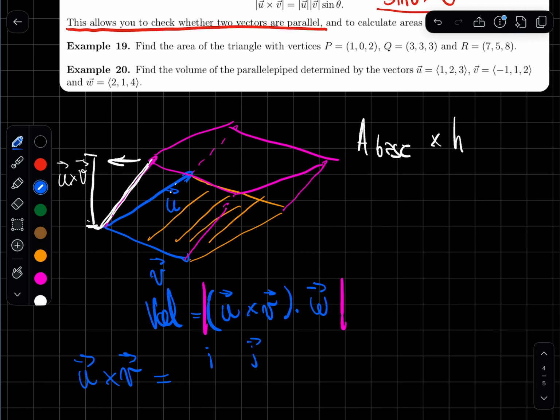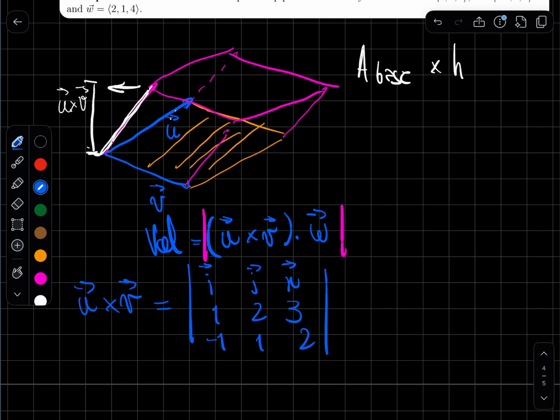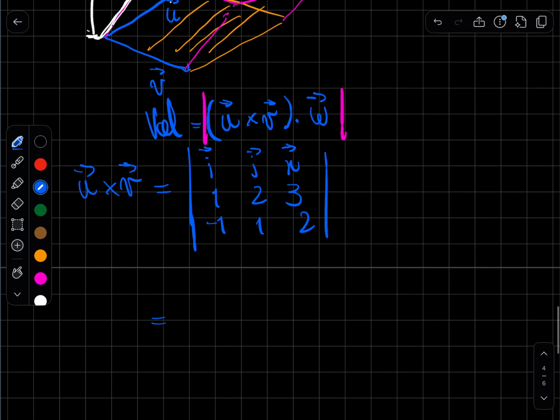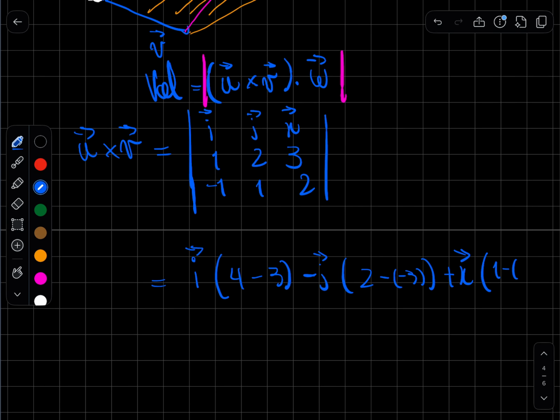So u cross v will be i, j, k. So it will be 1, 2, 3, very convenient, and -1, 1, 2. I'm sure I'll make mistakes here, so again, I'll count on you to help. This is i times 4 minus 3, minus j times 2 minus minus 3, plus k times 1 minus minus 2, doing this expansion by rows like I've done before. This is positive i, minus 5j, plus 3k. So this is the vector 1, negative 5, 3.